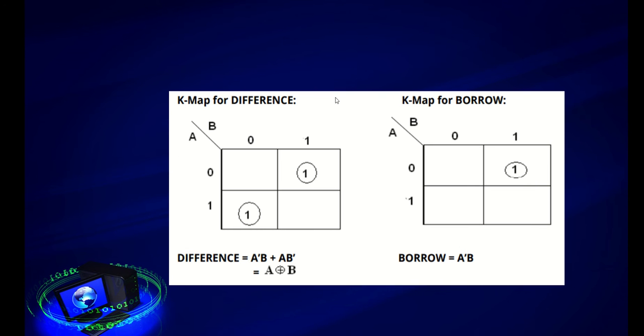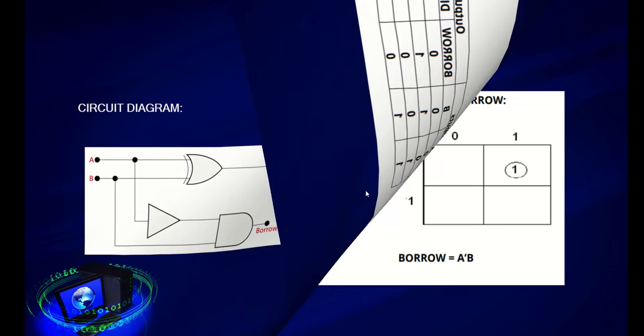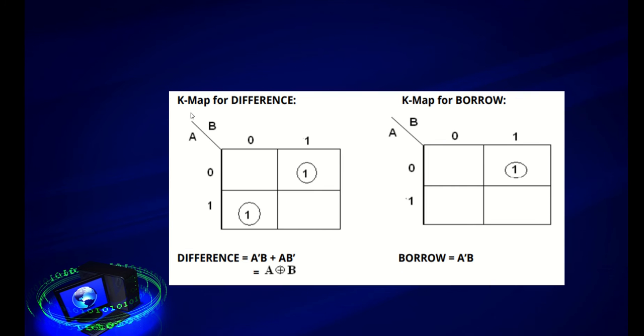Now let's move to the K-map for difference and borrow. We know we perform the K-map with the help of the truth table. For difference, let's see which inputs give output as 1. 0, 1 and 1, 0 give output as 1 in difference. So let's take those inputs. Let's mark this side as A and this side as B. So 0, 1 gives output as 1 and 1, 0 gives output as 1. So the Boolean expression we get is difference is equal to A ⊕ B.